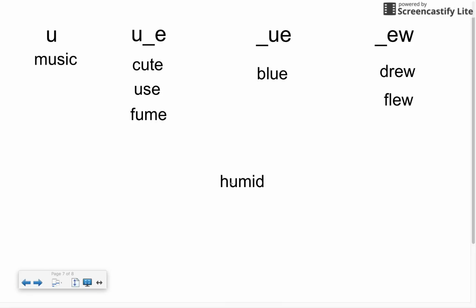We have one more. Where do you think this one goes? Humid. Looking at the letters, we have a U all by itself. There's no E, so we know it's not going to be one of those. There's no W, so we know it's not going to be that one. So we have humid. Humid is going to be just a U all by itself.